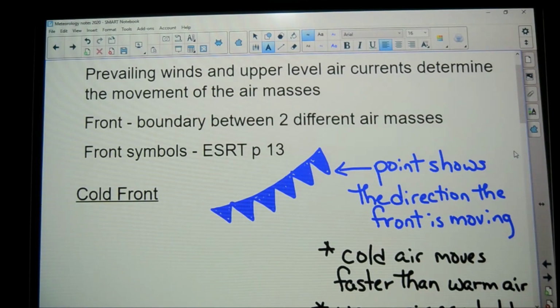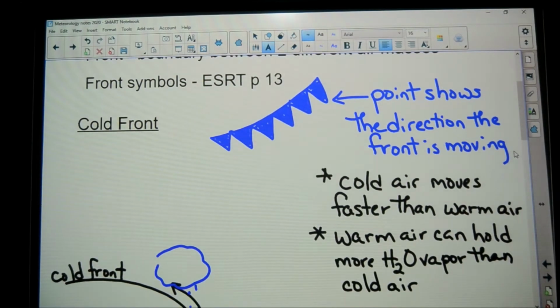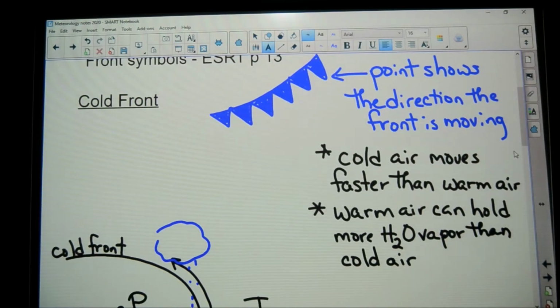So if I look at a cold front, if you're looking at a weather map, it's blue triangles. The point of the triangle points the direction that the front is moving or going towards. All right, with that one, the air behind the front is going to be cooler than the air in front of the front. Doesn't mean it has to be drastically different. It just means it has to be cooler behind the front than it was in front of the front.